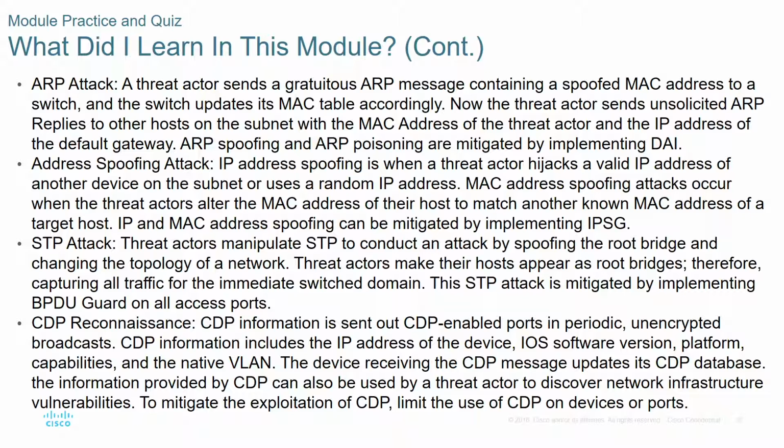CDP reconnaissance: CDP information is sent out CDP-enabled ports in periodic, unencrypted broadcasts. CDP information includes the IP address of the device, iOS version, platform capabilities, and native VLAN. The device receiving the CDP message updates its CDP database. The information provided by CDP can also be used by a threat actor to discover network infrastructure vulnerabilities. To mitigate the exploitation of CDP, limit the use of CDP on devices or ports.